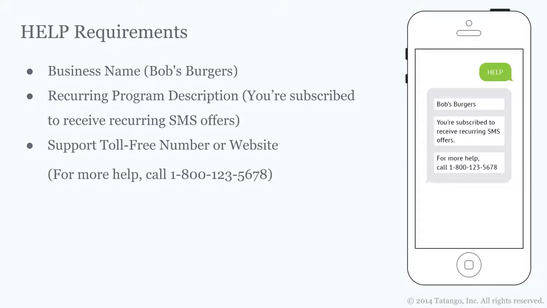Third thing here is support toll-free number or website. So it's interesting, you got to remember that they've already texted help to your shortcode. So unlike before where I said, oh, you could use help or a toll-free phone number or an email address, when someone texts help to your shortcode, you can't say, well, for more help, text help, because then they would just be in a repetitive loop. So in the help message, you either need to have a support toll-free number or a website that the customer can visit for help. That's it for the help message. Pretty simple.